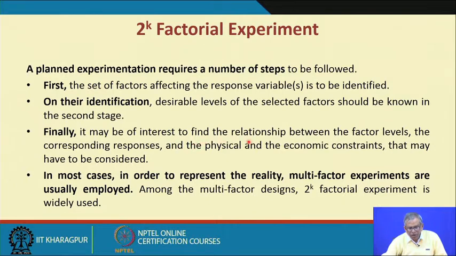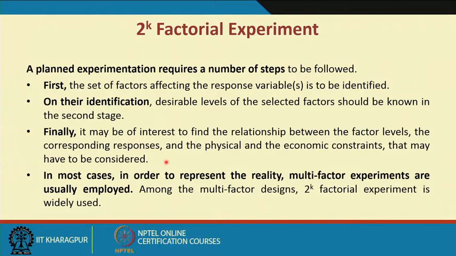Finally, it may be of interest to find the relationship between the factor levels, the corresponding responses, and the physical and economic constants that may have to be considered. So many a time, even if you know that not only 2 or 3 factors are affecting y, there could be many other factors affecting the response variable. But at the initial stage, you go for simplification. That means you go for experimentation, and while you carry out the experiment, you should consider those factors which are considered to be significant initially. So you need to screen them. That means even if there are n factors, you consider just 2 or 3 factors out of n. And there is a basis for selecting a few factors out of many.